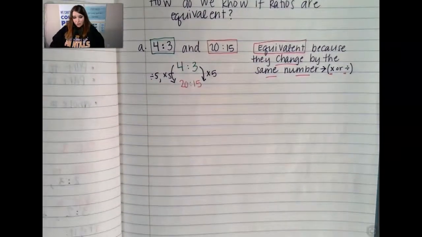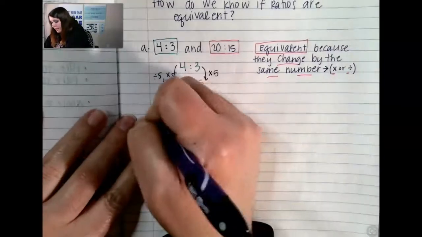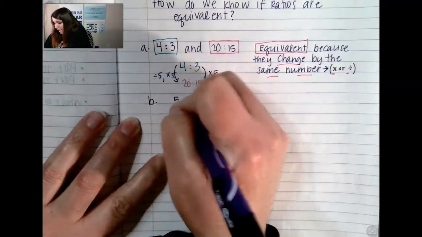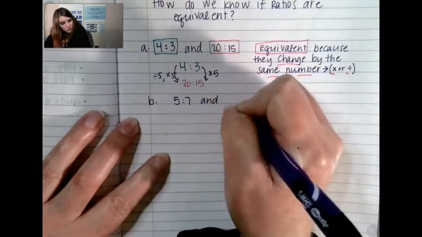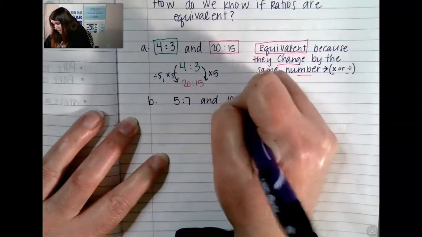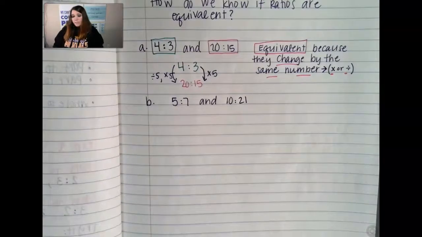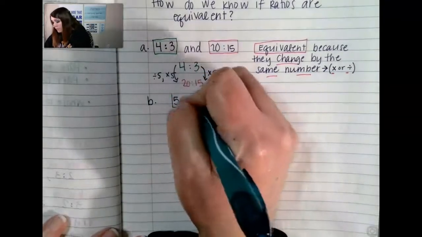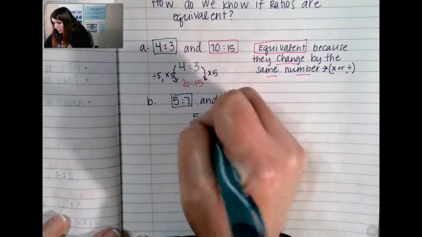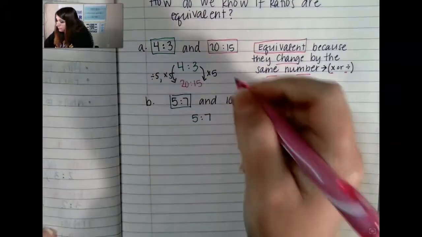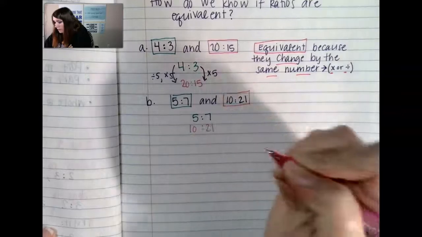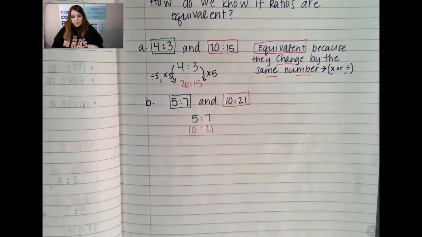Okay, let's do another one. Here's another example. This example says the ratio of 5 to 7 and the ratio of 10 to 21. 5 to 7 and 10 to 21. We want to know, are these two ratios equivalent? So we're going to first compare 5 to 7, and we're going to compare 10 to 21.